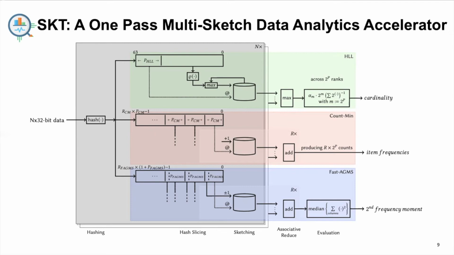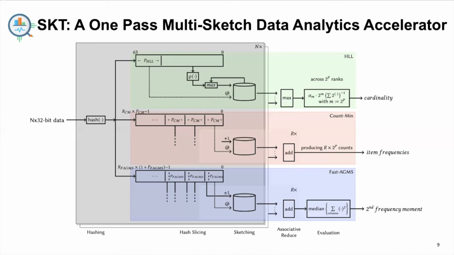The same architecture principle is used to design the software implementation for the CPU and the hardware implementation for the FPGA. Let me walk you through the data flow of the design. Each input data item is hashed once in the hashing phase. The hash value is afterwards distributed to each partial sketch and used to update the data structure behind it. These actions take place in the hash slicing and sketching phases. After consuming all the input values, SKIT triggers the merging of all partial sketches during the associative reduce phase and generates the output results for each sketch algorithm in the evaluation phase.